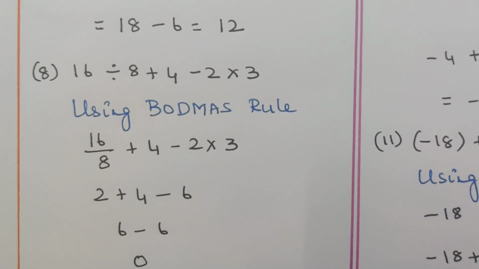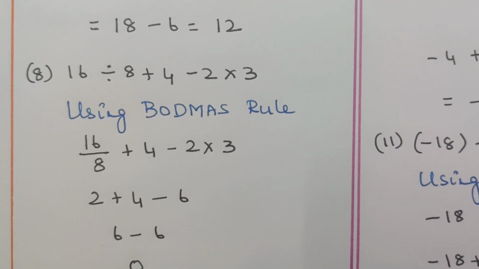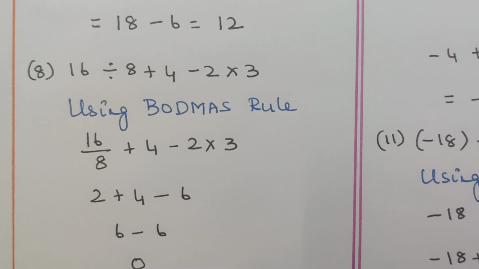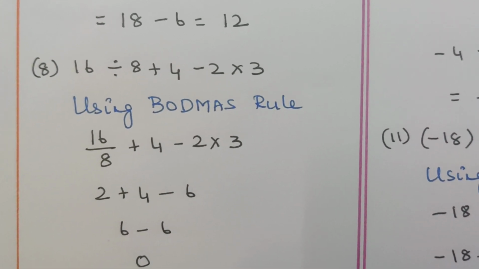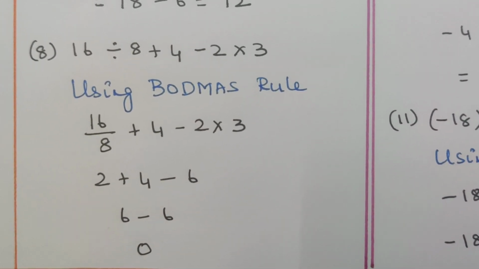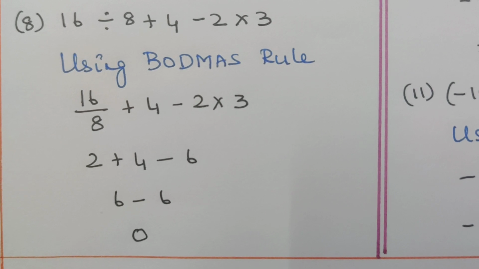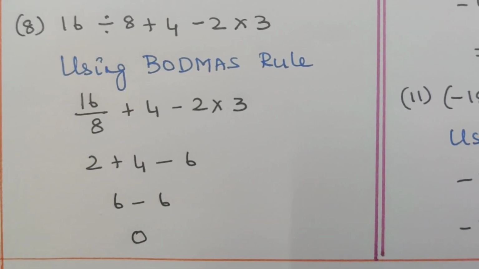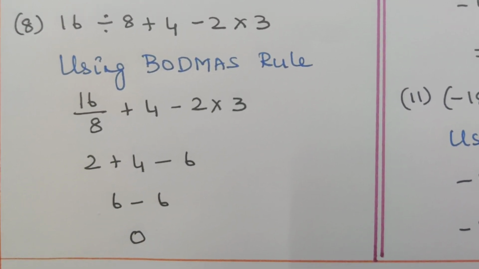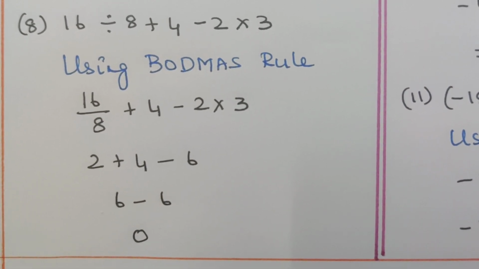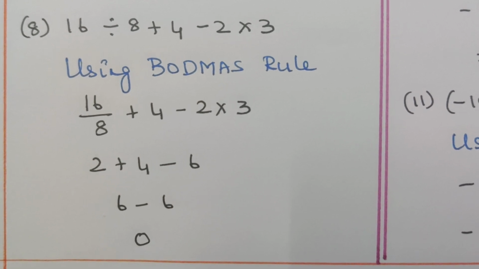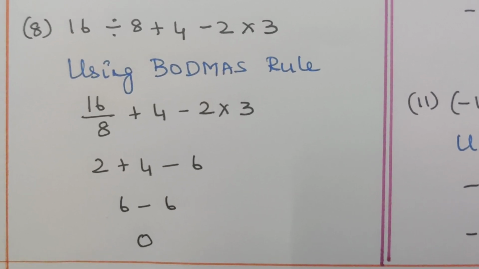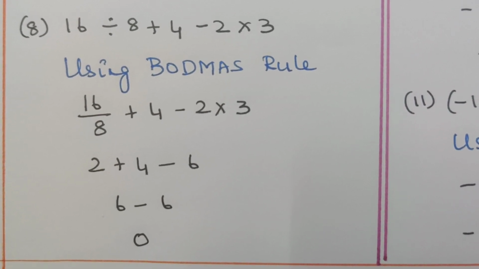Moving on to the eighth sum, 16 divided by 8 plus 2 minus 2 into 3. So again using BODMAS rule, we have all the 4 operations, division, multiplication, addition and subtraction. Let's follow the sequence and see what the answer is. 16 by 8 plus 2 minus 2 into 3. First I perform division. So 16 by 8 is 2. 2 plus 2 remains the same. Minus 6, because 2 into 3 is 6. So 2 plus 2 is 4, because addition. So 4 minus 6, the answer is minus 2.